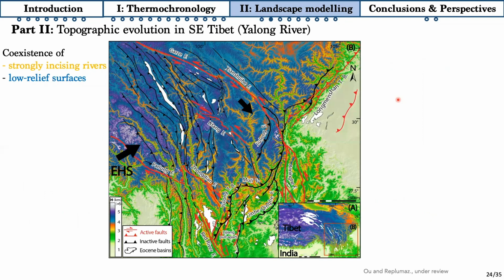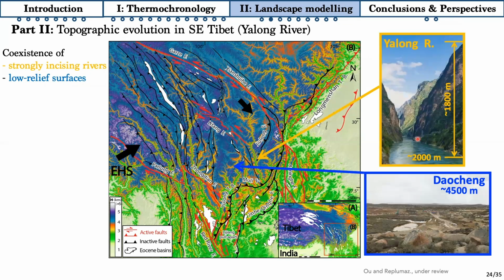So on this topographic map of the Southeast Tibet, contrasting colors have been chosen on purpose to show the coexistence of the deeply incising rivers and the low relief surfaces at high elevation here, as we have seen in those photos just now. And we know that the tectonics and the climate have worked together to largely sculpt the geomorphology of the Southeast Tibet. So to understand that, we have to look into the tectonic history first.